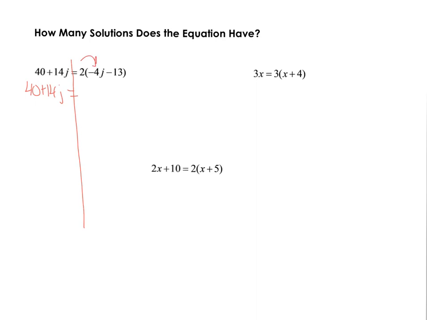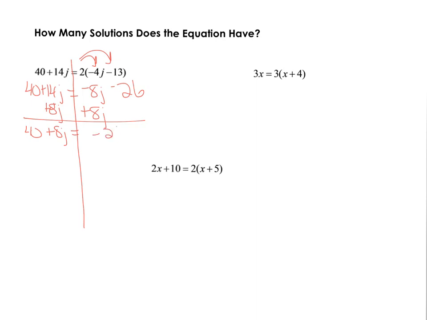So 2 times negative 4j, negative 8j. 2 times negative 13 is negative 26. I don't have anything to combine. Both the left side and the right side are simplified. So now I look for my smallest variable. I'm going to add 8j to both sides. I get 40 plus 8j equals negative 26.